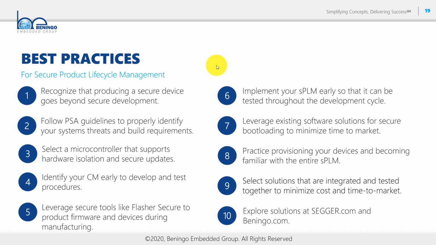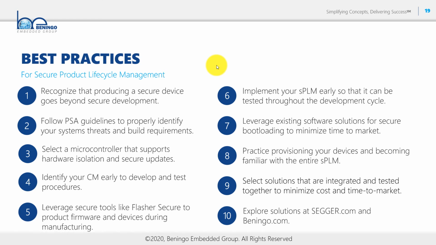So best practice number 4, you do want to identify your contract manufacturer early to develop and test procedures. You want to develop your product like you're maintaining it. You want to have that secure product lifecycle built into your development cycle from the very beginning. So make sure that you have identified your contract manufacturer up front. Make sure that they're helping you develop the processes as well, that you're both comfortable with it, that you're going through multiple iterations and cycles of it, and prove that you can successfully follow these processes that keep your device secure.